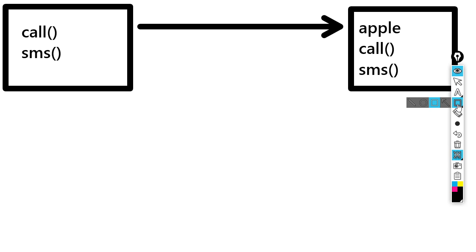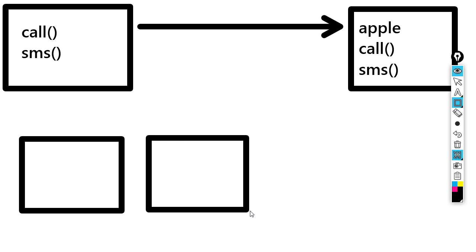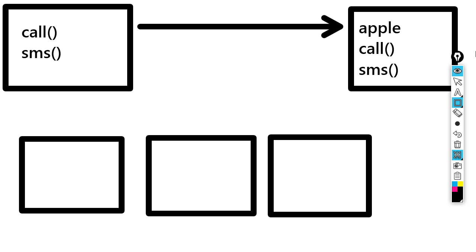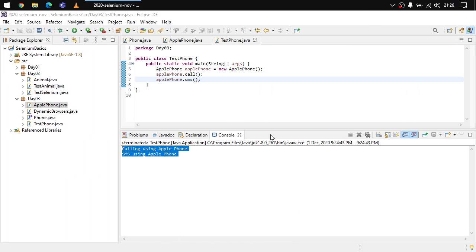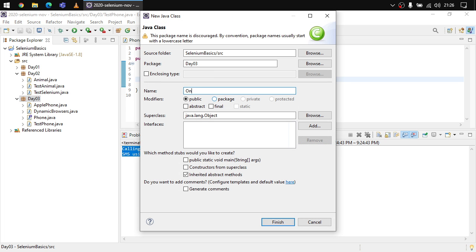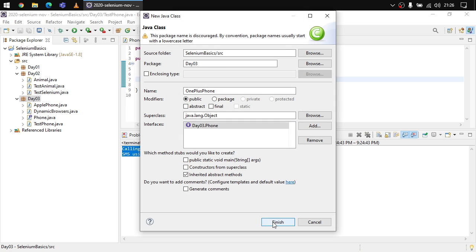What if another class wants to do this? Would we be able to? Yes, we will be able to. All we have to do is specify these methods. We can have any number of classes implementing the same interface. There is no limit on count. So I create another class, right click, new class, and I'll specify the name as OnePlusPhone. Here is the option of specifying the interface directly as well. Click add, look up Phone, click here, and you're done.